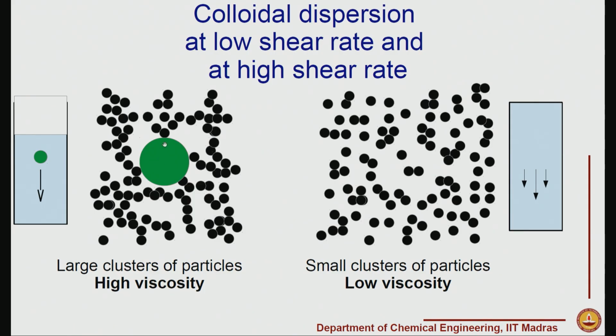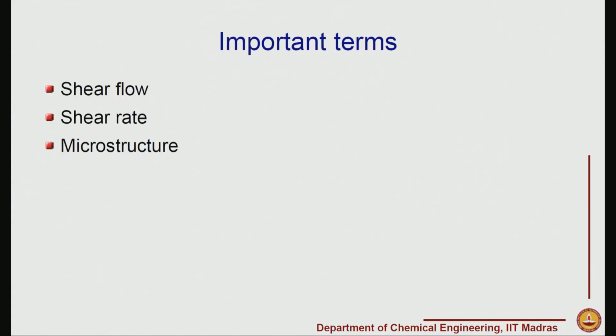A Newtonian fluid, on the other hand, in both cases has the same microstructure, the same molecular structure, and therefore would have the same high viscosity in both cases. So, it would have a small falling rate for the sphere in this case, and correspondingly it would also have a very small flow rate.